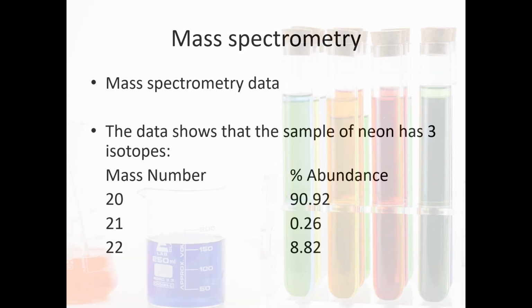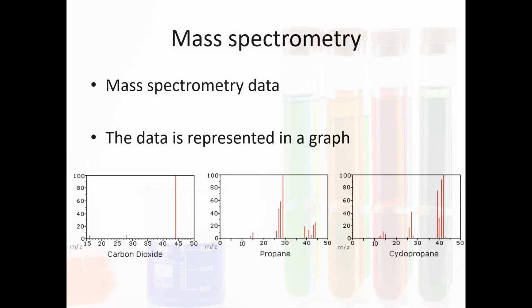Mass spectrometry data. The data shows that the sample of neon has 3 isotopes. Mass spectrometry data. The data is represented in a graph. Identify carbon dioxide, propane, and cyclopropane on their respective graphs.